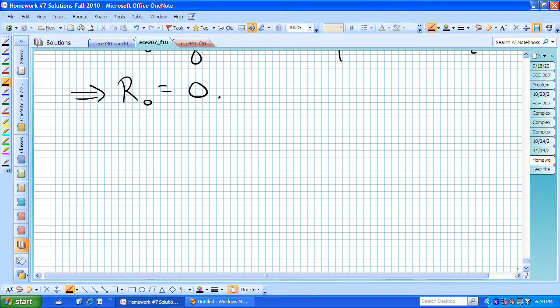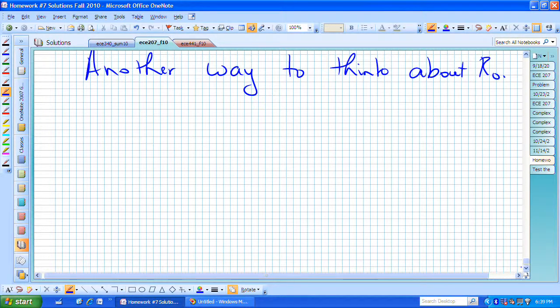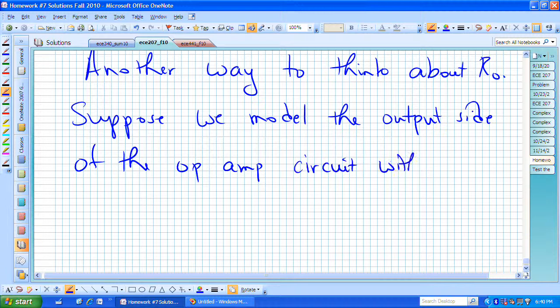Another way to think of that, let's just give another explanation that might be helpful. Another way to think about this output impedance is the following. Suppose we model the behavior of this op-amp circuit. Suppose we model its output side, the output side of the op-amp circuit, with an equivalent circuit.